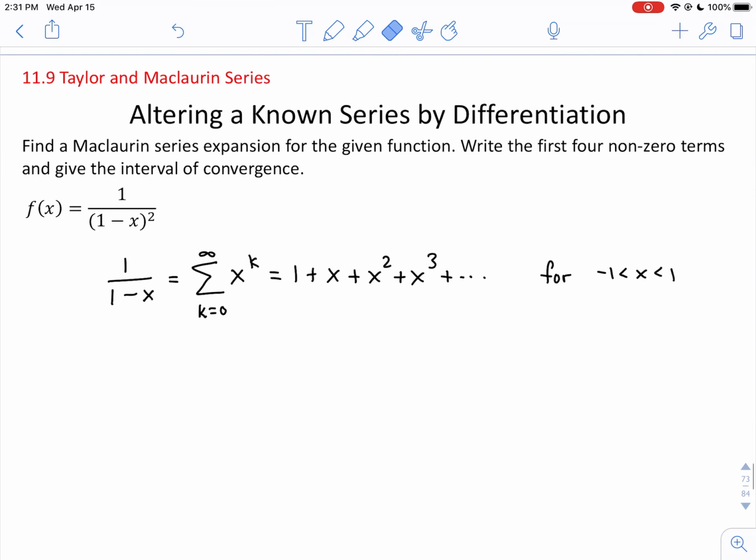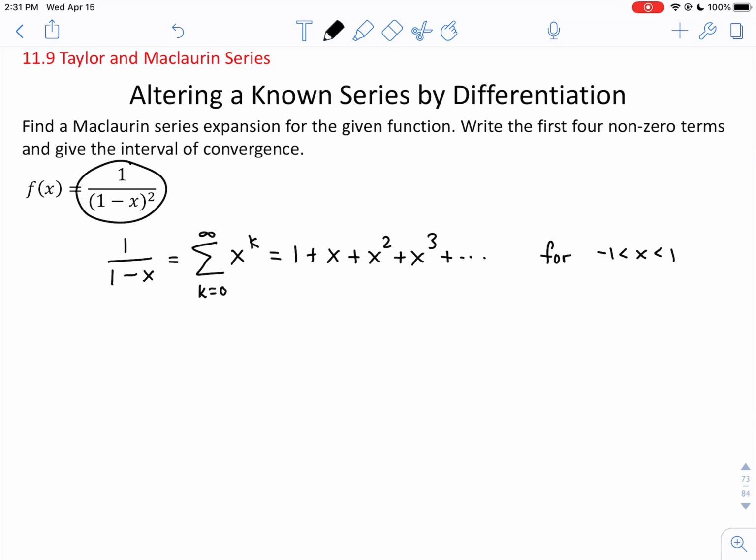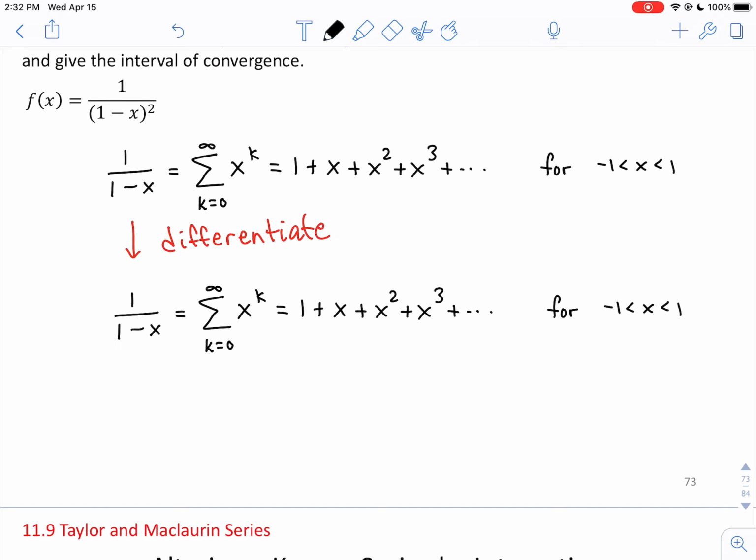The next way was to differentiate. We're trying to find a series for this function. Turns out that that is the result of differentiating the geometric function for the geometric series. So we're going to differentiate. Okay, when I do the derivative of the function, I do get 1 over (1 minus x) squared. But now I have to differentiate everything. Let's focus on how to differentiate this part here first.